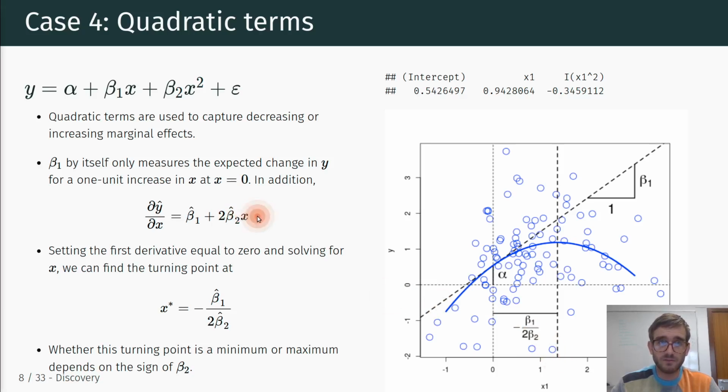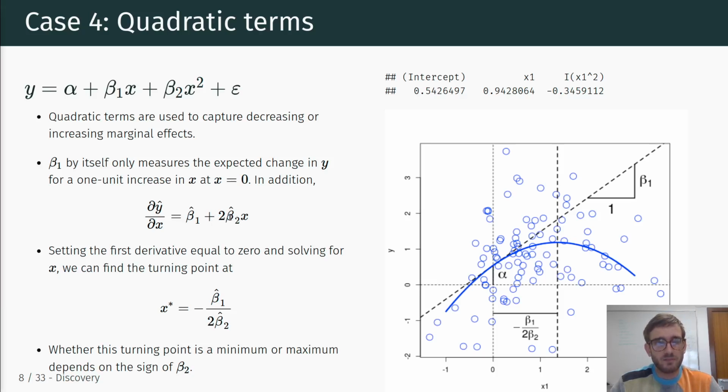The second derivative is of course the derivative of this equation with respect to x again, and beta 1 drops out, and what we're left with is 2 times beta 2, right? And the nice thing here is that with 2 times beta 2, we can directly see this is positive for beta 2 being positive and negative for beta 2 being negative, just because this is not a function of x anymore, this is just beta 2, right?